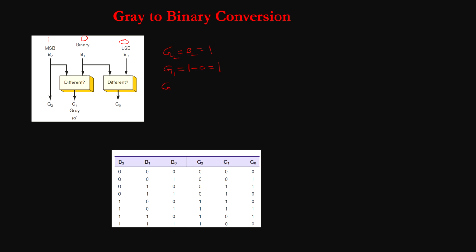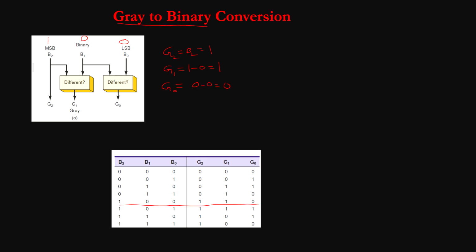And Z0, what is Z0? Z0 is B1 minus B0. So 0 minus 0, that would be equal to 0. So 110. So you can see here, corresponding to 100, you are getting this gray code 110. So this is how we can convert binary to gray. We have converted binary to gray.